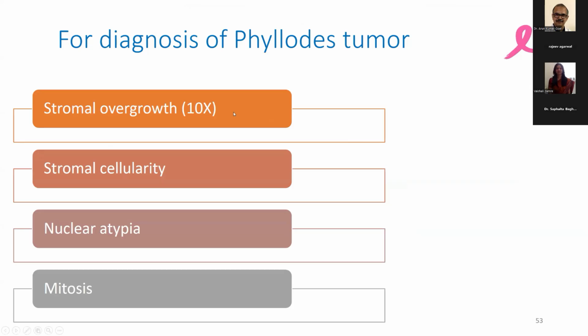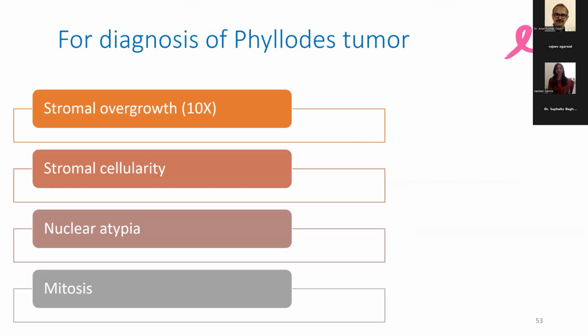For the diagnosis of phyllodes tumor, we need 4 criteria. I have not talked about capsule because that varies according to the subtype of phyllodes tumor. We need stromal overgrowth, which is seen at 10x or 4x, stromal cellularity, atypia, and mitosis.